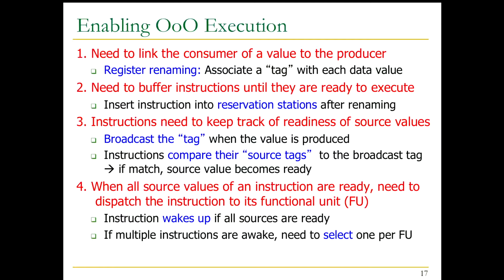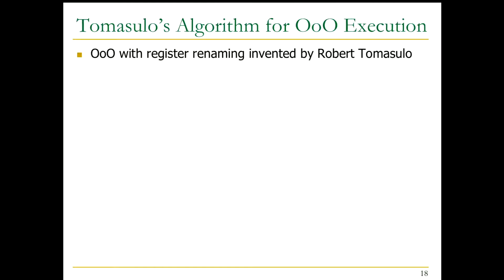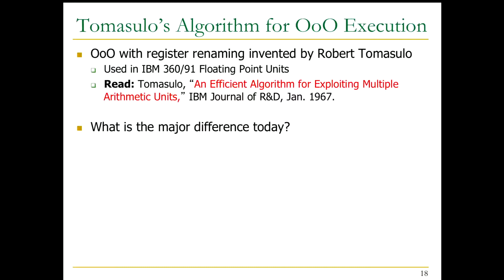Okay, we're going to go over and do a detailed overview of this, but let me give you the concepts before we do that. Basically, this was invented by Robert Tomasulo. It was, as I discussed last time, used in IBM 360/91 floating point units, and this is optional reading. It's a beautiful paper. The major difference today: it didn't take off until the late 1990s. Actually, Motorola 68000 was the first processor that had out-of-order execution. Actually, 88000 had out-of-order execution, but it didn't see the light of day, if you will.